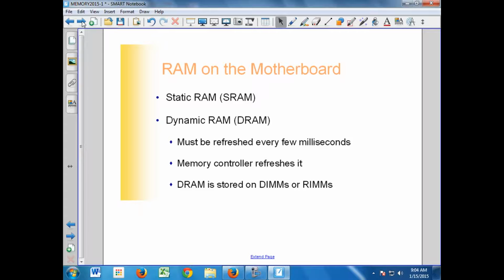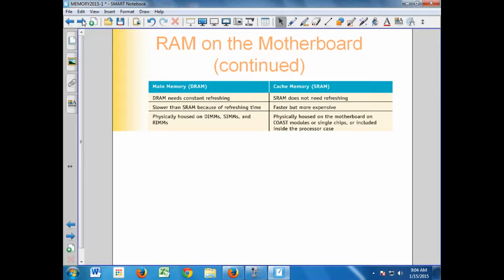Okay? What's the difference of the two? Static is what's in cache. It's fast and it's expensive. That's what our CPU cache memory is made of. It's static RAM. Dynamic RAM is cheap and slower, which is why it's our system memory, because we wouldn't be able to afford 8 gigabytes of static RAM because it's expensive and hard to make.